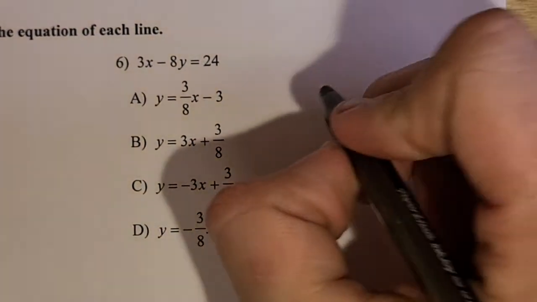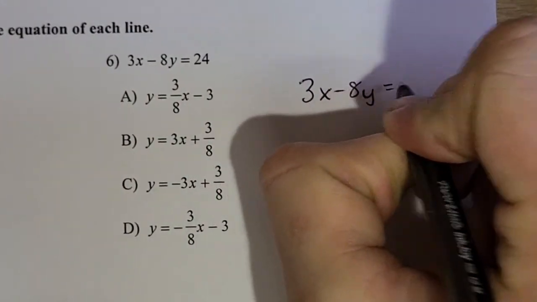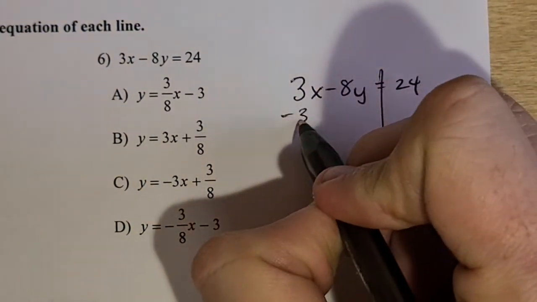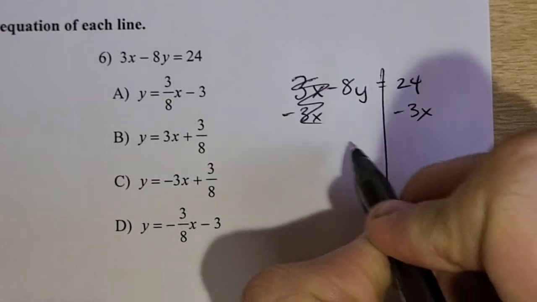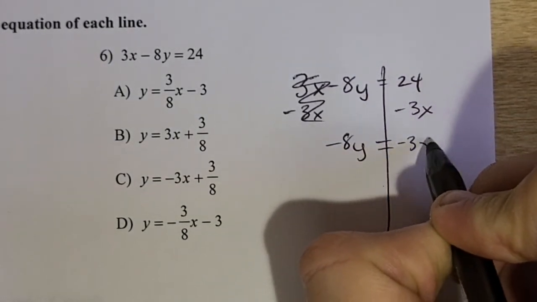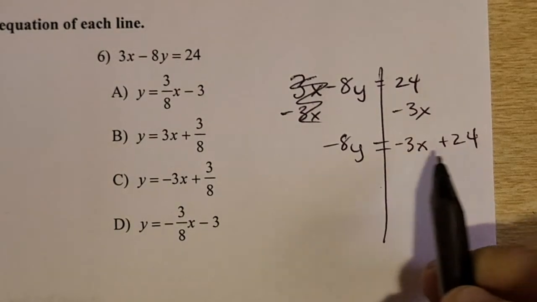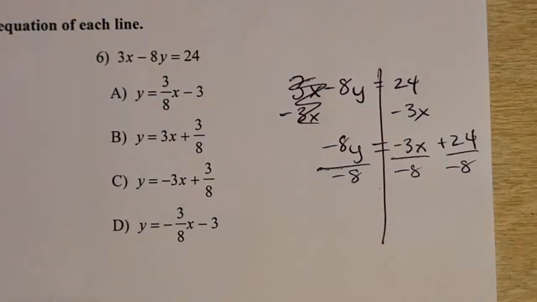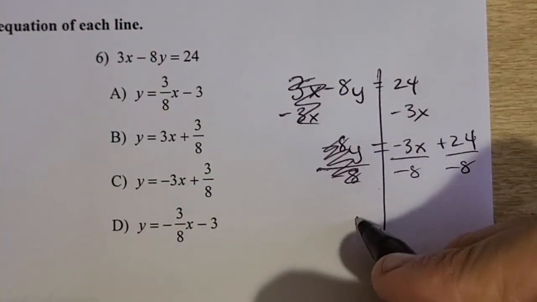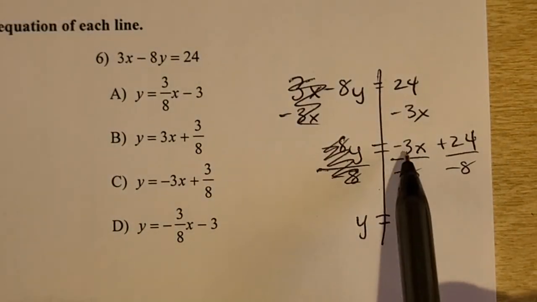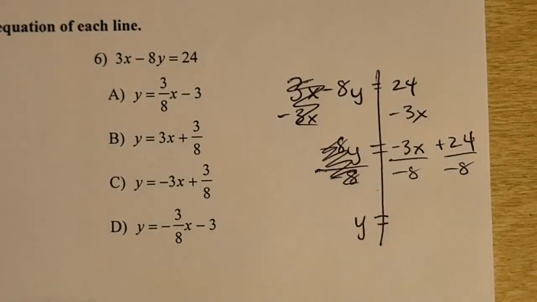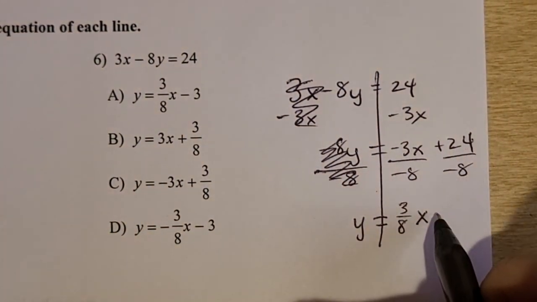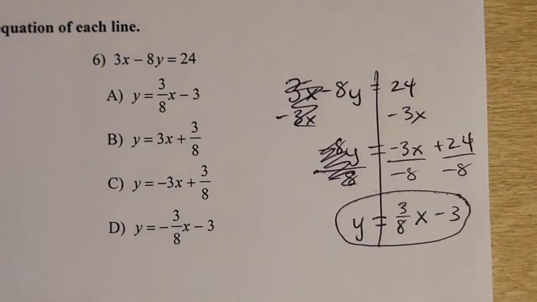And the last one was more fun. I gave you 3x minus 8y equals 24, and I asked you to write that in slope-intercept form, aka solve for y. Subtract 3x: negative 8y equals negative 3x plus 24. Remember, not like terms. And then I divide by negative 8. And I get y equals, well, negative 3 divided by negative 8. The only thing I can do there is say two negatives will make a positive. And then 24 divided by negative 8 is negative 3. This was my answer.